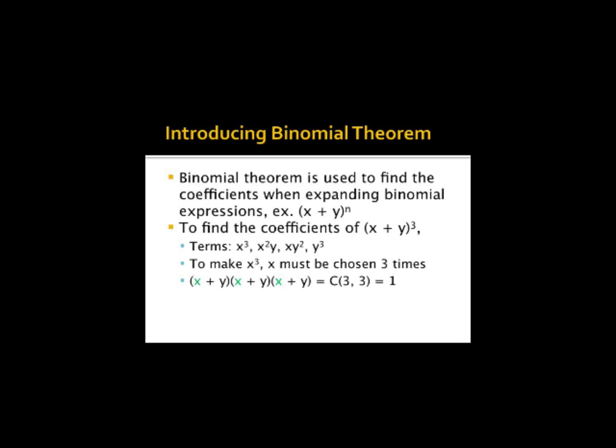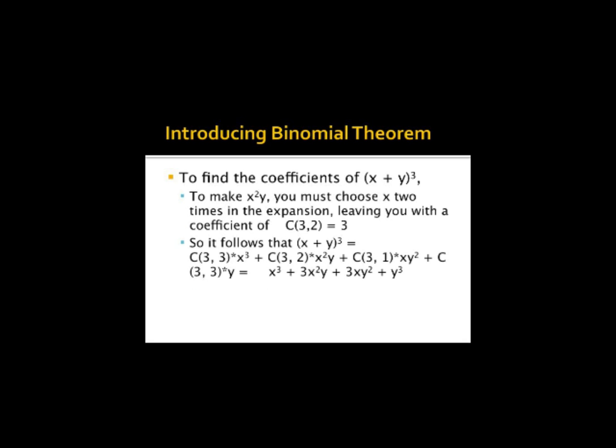So to find the coefficients of (x + y)^3, we know that the terms of the expansion are going to be x cubed, x squared y, x y squared, and y cubed. In order to make x cubed, x must be chosen 3 times out of the possible 3 in the expansion. So as you can see, we choose x 3 times. So the combination 3 choose 3 is our coefficient for x cubed, and it is 1.